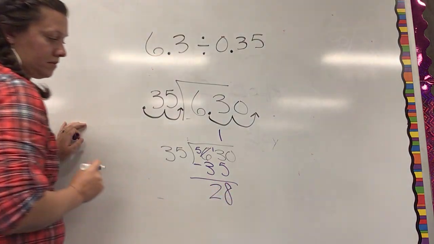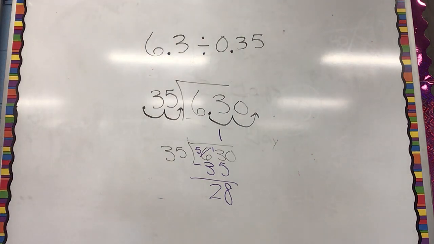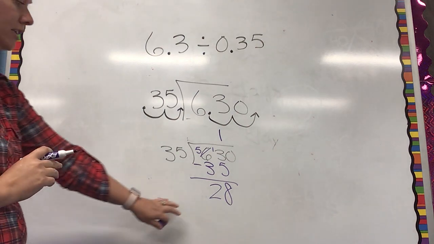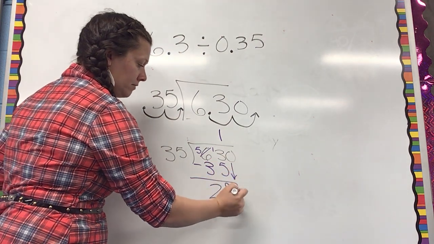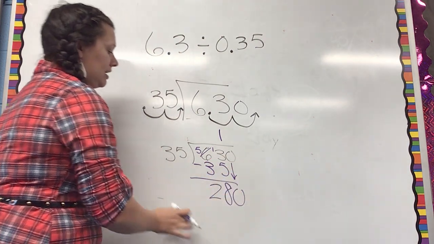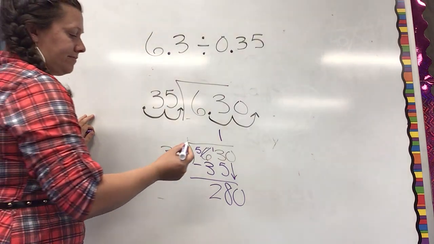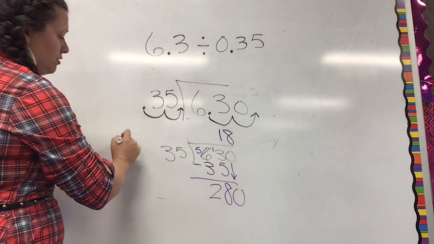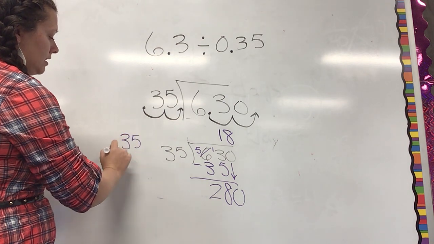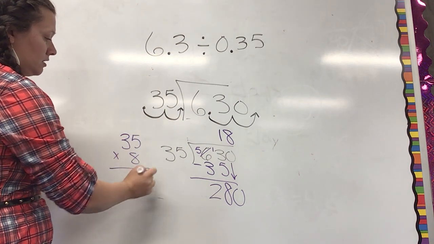Is that right? No. What's not right? Bring down the 0. Can I do 28 divided by 35? No. So then you're saying bring down my 0? Yes. What's 280 divided by 35? 8. It is 8. If you check it, 35 times 8, you would get 280.